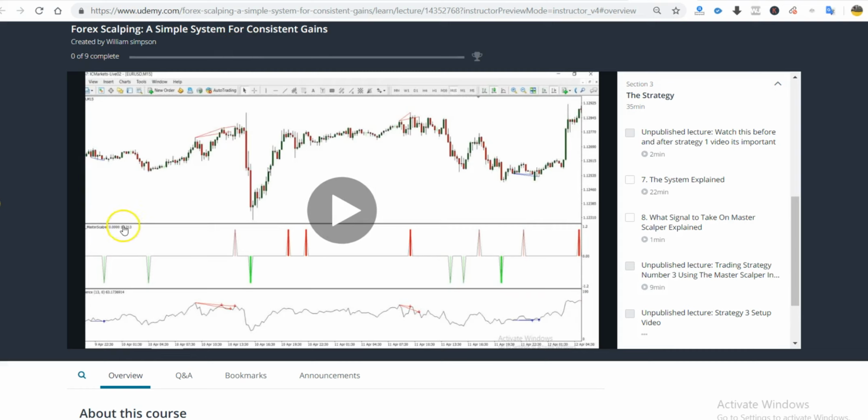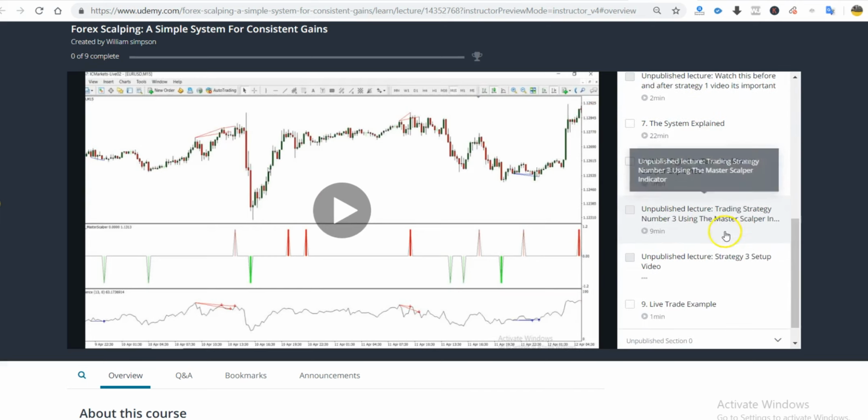I just want to give you a brief overview of what to expect in the course. Now, the course is built on 3 different strategies, using the Master Scalper and the RSI divergence indicator that you get both free with the course. So there's 3 different methods for trading it, and that is in the strategy section. So you'll see 3 different methods.